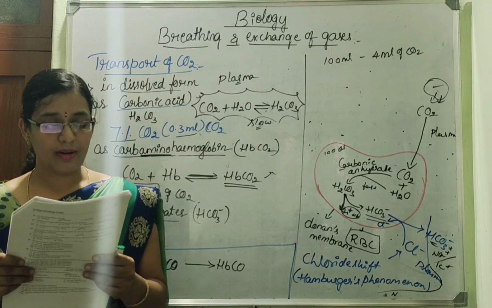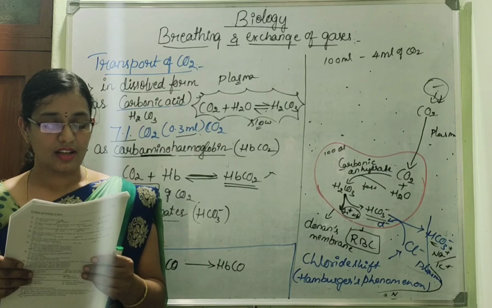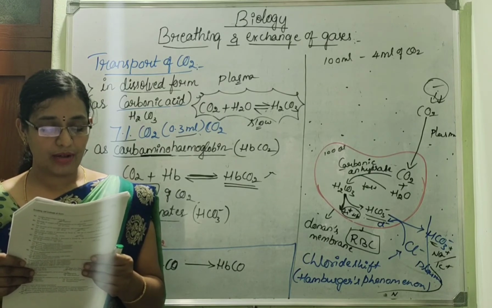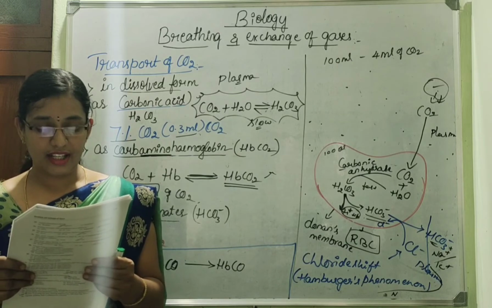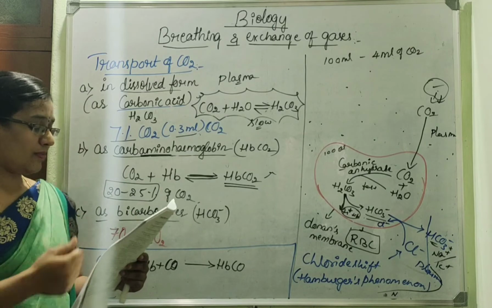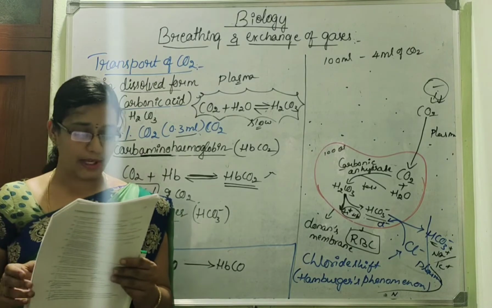The majority of carbon dioxide is transported as: option A, carbonates; B, bicarbonates; C, carbaminohemoglobin; D, dissolved state in blood. So the majority of carbon dioxide is transported as bicarbonates, that is 70%, option B.